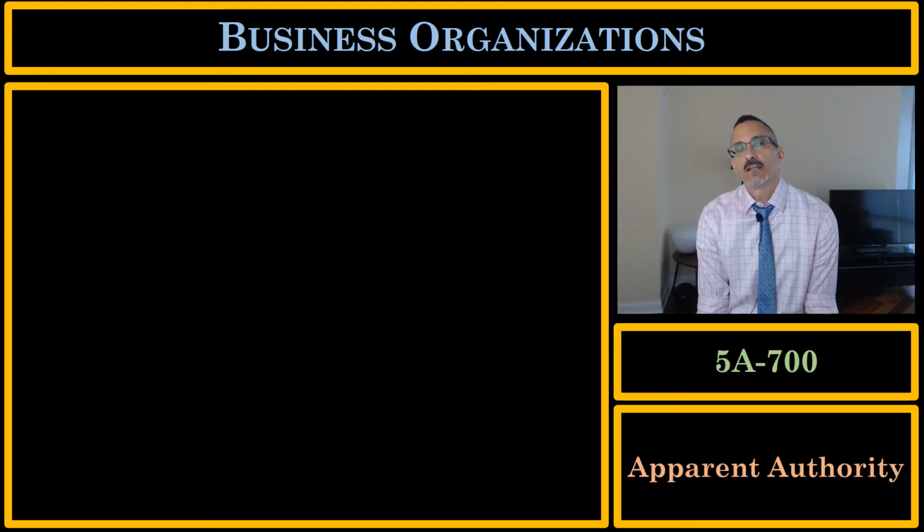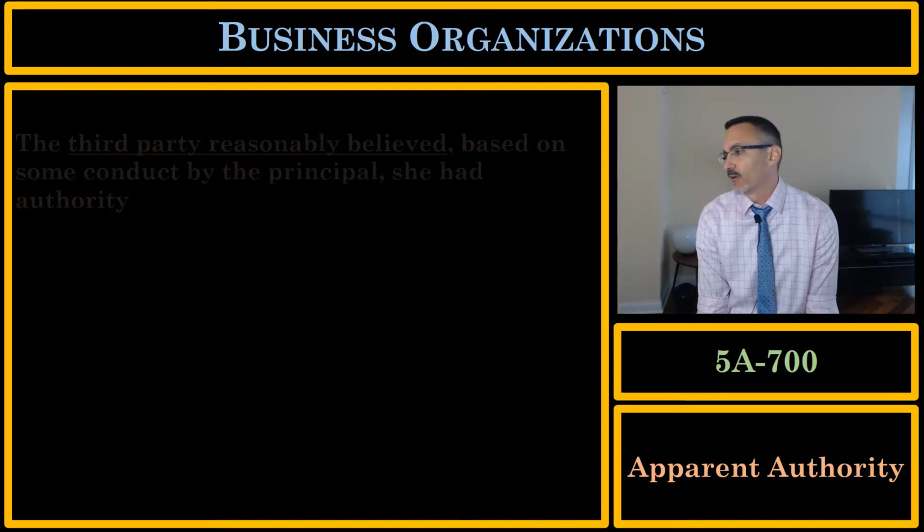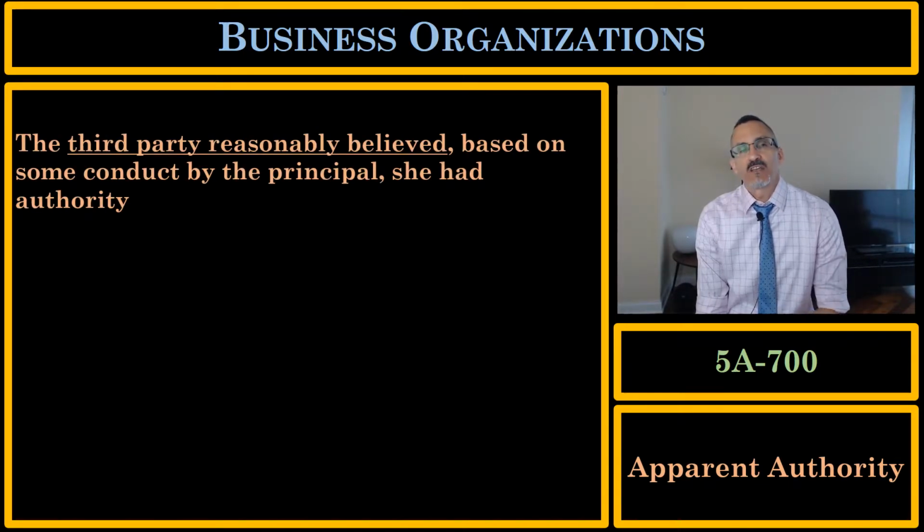All right, finally, let's talk about apparent authority. Apparent authority might be the most important type of agent authority. This asks, did the third party reasonably believe, based on some sort of conduct by the principal, that the agent had authority? So this is a case where the agent does not have express authority, and the third party says, even though the agent did not have express authority, I reasonably believed that the agent could bind the corporation. I reasonably believed that the agent could act on behalf of the corporation.